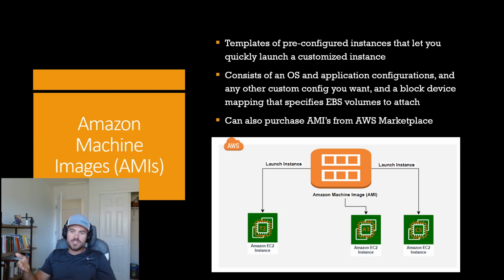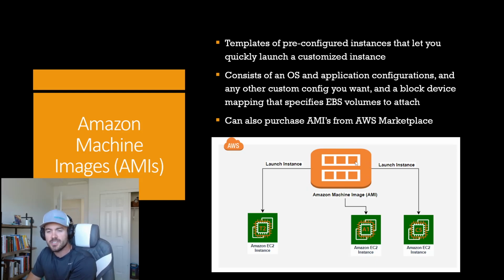And you can also purchase AMIs from the AWS Marketplace if you have a specific use case for an AMI and you don't necessarily feel like building one out from scratch, you can do that. So to give you a little visual of what an AMI looks like and how it works, let's say over here you have this AMI, and I purchased this AMI from the AWS Marketplace.